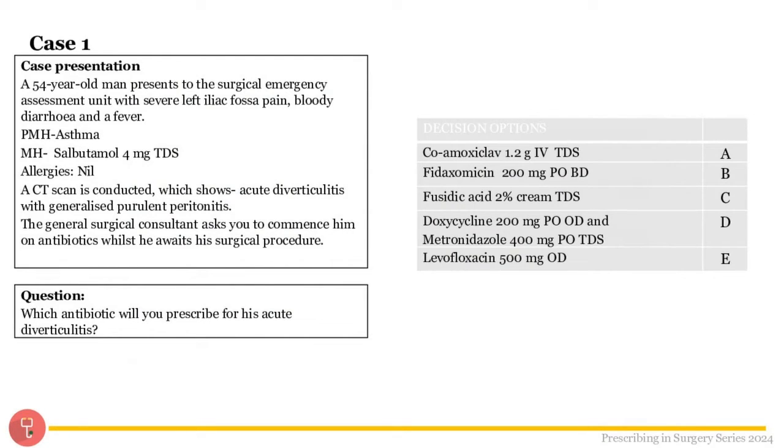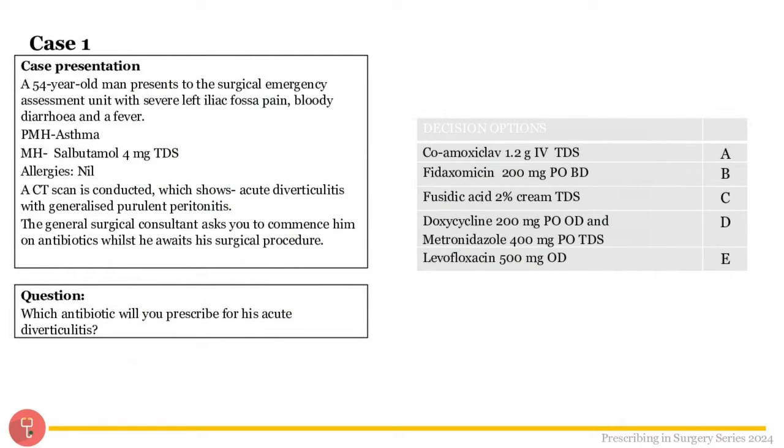The reason why it's not D is because doxycycline and metronidazole is used to treat human and animal bites in patients who are penicillin allergic. And the reason why it's not E is because this is an alternative choice for hospital-acquired pneumonia, but only if approved through specialist advice.